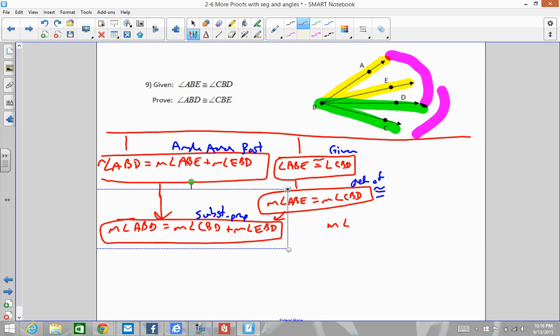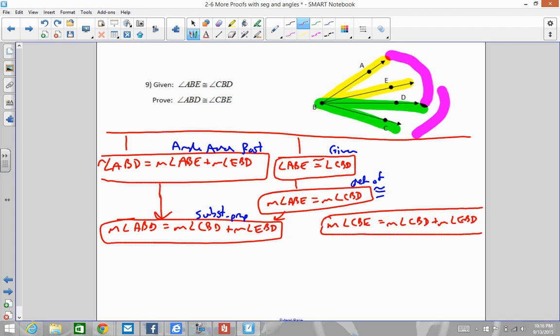Now the other angle, let's look at that one. The measure of angle CBE, that's the whole angle, is equal to the measure of angle CBD plus the measure of angle EBD. Now remember, this is an angle addition, so it comes off the top. So I'm going to use the angle symbol instead of the words angle addition postulate. Okay, so let's look at these now. I'm going to use my mark here. This and this is the same. This and this is the same.